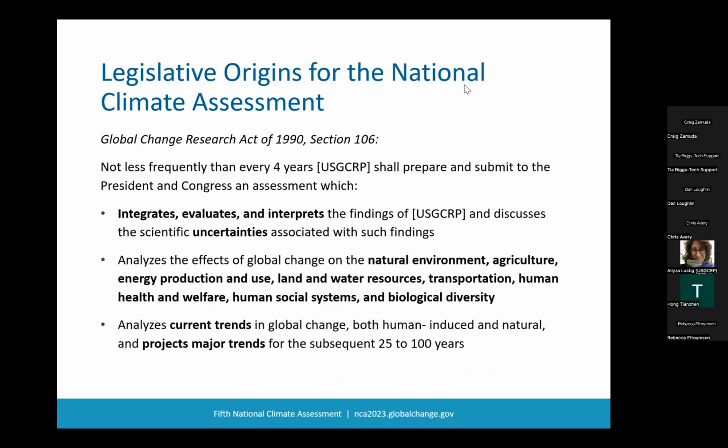The same law that established the program also mandates a periodic scientific assessment, which we call now the National Climate Assessment, or the NCA. The NCA is a quadrennial report that analyzes the effects of global change on several sectors: the natural environment, agriculture, energy, land and water resources, transportation, human health, social systems, and biodiversity. USGCRP is charged with assessing current trends as well as projections for the next 25 to 100 years. The NCA is used by organizations and individuals for a variety of purposes, including national policymaking, risk management in the private sector, local mitigation and adaptation planning, as well as by practitioners, utility managers, and in formal and informal education.